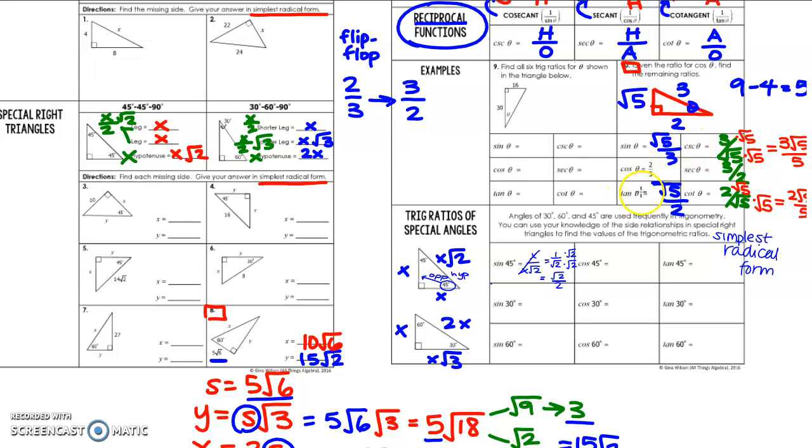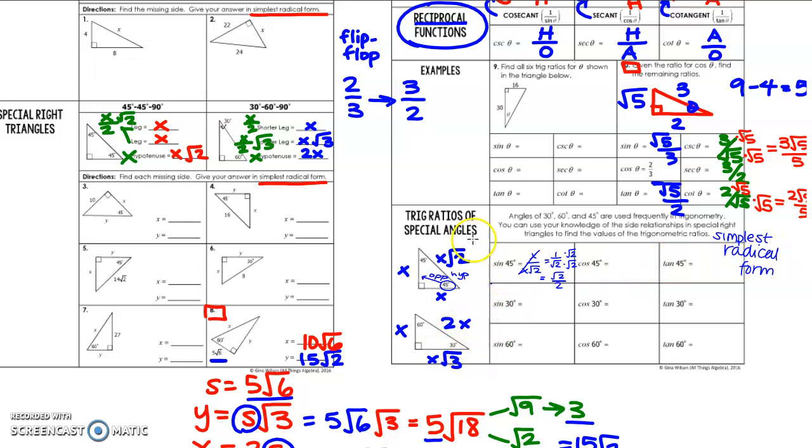Okay, secant is the reciprocal of cosine, so that's going to be 3 over 2. Just reciprocate, flip it. Okay, tangent and cotangent are reciprocals. So first thing I would do is take 2 over root 5. Then we can recognize that it's not simplest radical form. So we're going to multiply top and bottom by square root of 5 again. And this says 2 root 5 over 5, but it's kind of fallen off the page.